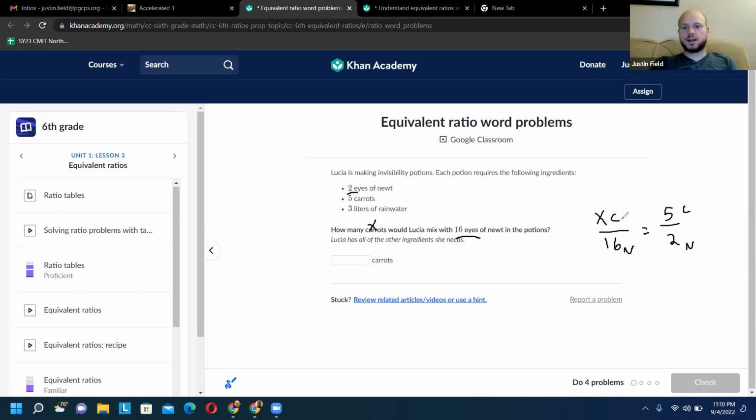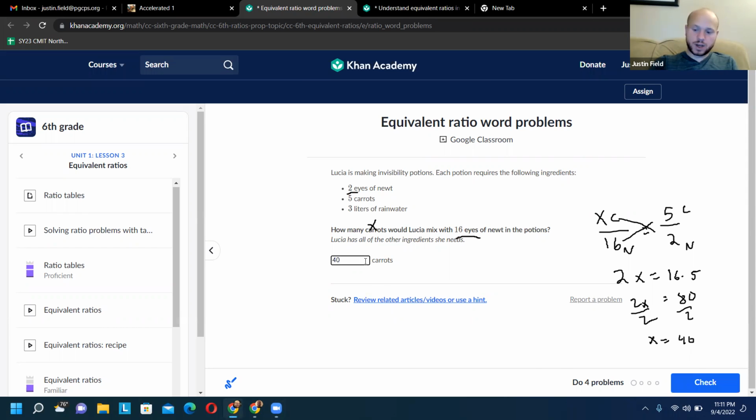Cross multiply. So x times 2 is 2x. 16 times 5. What is that? That's going to be 50, and then the 30, and then that's going to be 80. And then we divide by the coefficient of x. I hope that you walk into class saying divide by the coefficient of x using good vocabulary. So you see the answer should be 40.